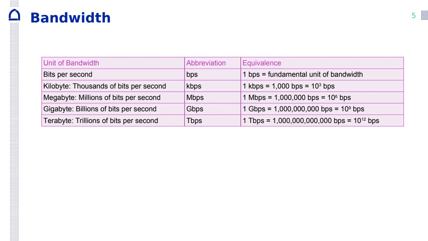Please look at these units. You need to know these units. Bit, byte, kilobyte. Kilobyte is 1,000 bytes. This is actually kilobits per second, 1,000 bits per second, 10 to the power 3. Then we have megabit, millions of bits per second. Gigabit, billions of bits per second. Terabit, trillions of bits per second, 10 to the power of 12.